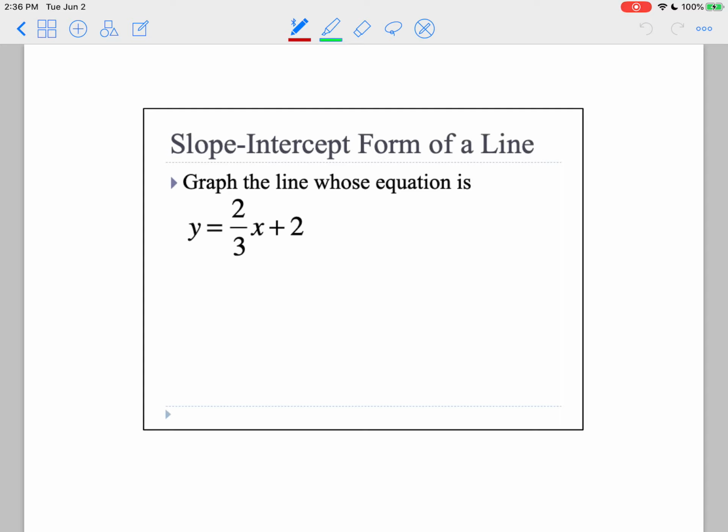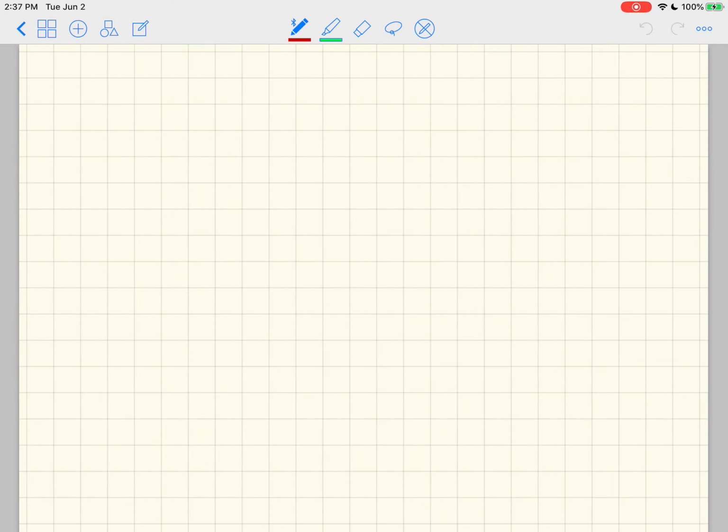So we're going to graph a line whose equation is y equals 2/3 x plus 2. Y equals 2/3 x plus 2. All right, so let's graph this line. So first let me set up my graph.